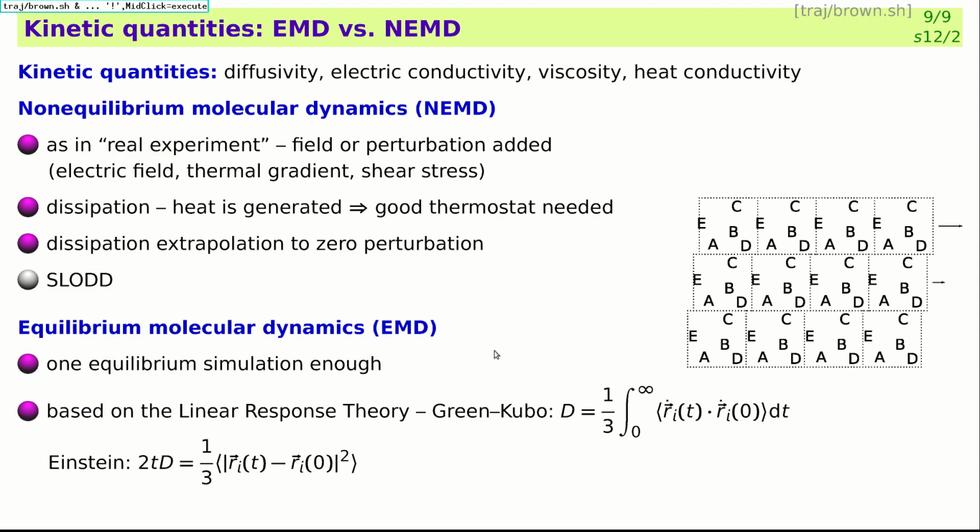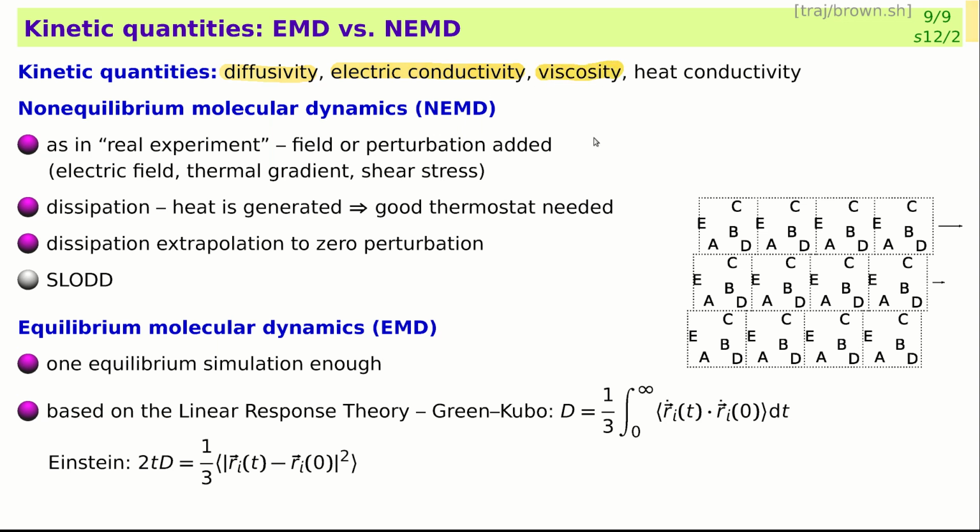And the very last page deals with so-called kinetic quantities in molecular dynamics. Kinetic quantities are those where I must use time. I cannot use Monte Carlo or any static calculations. One example is diffusivity. Another example is the electric conductivity, which is a sort of diffusivity of charge, I would say.